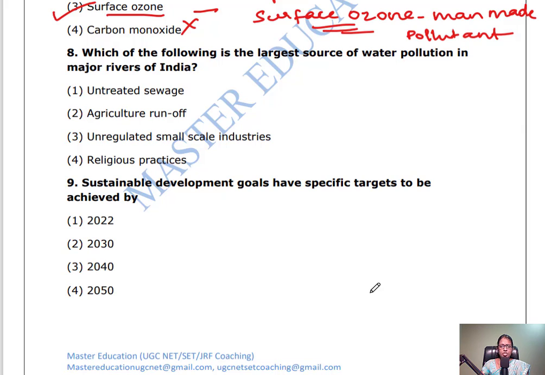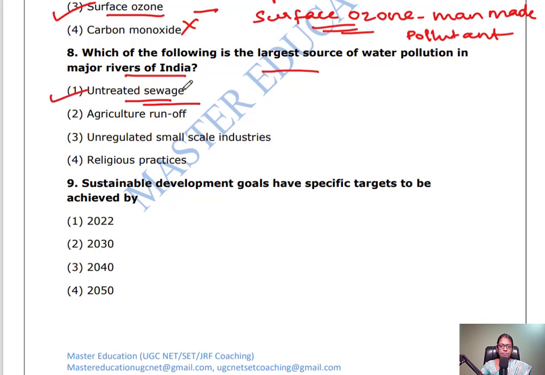The next question, which of the following is the largest source of water pollution in major rivers of India? So the largest source of water pollution is untreated sewage. Because of this, the largest source of water pollution is happening in India.